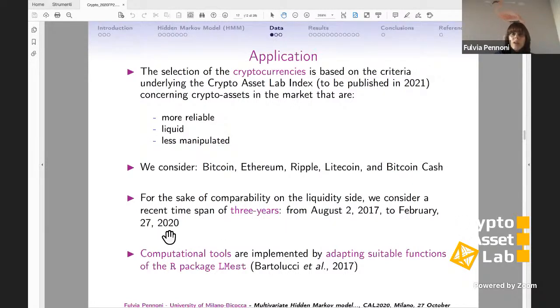and to February 2020. I should say also that some computational tools that we implemented for this application have been done by adapted functions which are available on the R package called LMest, which is a suitable library to analyze data with these kinds of models.